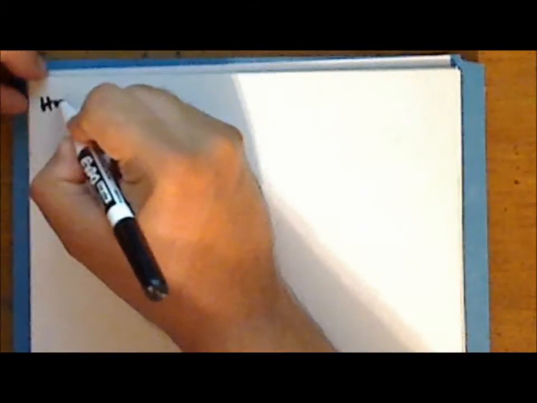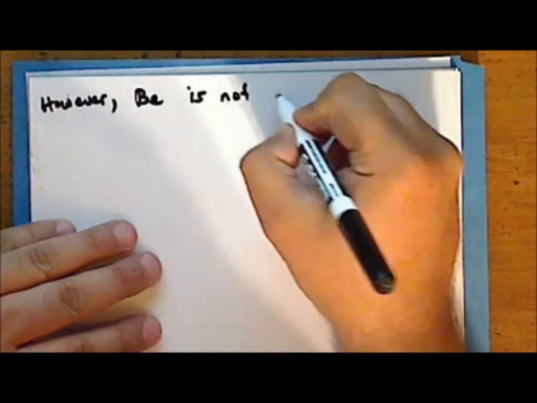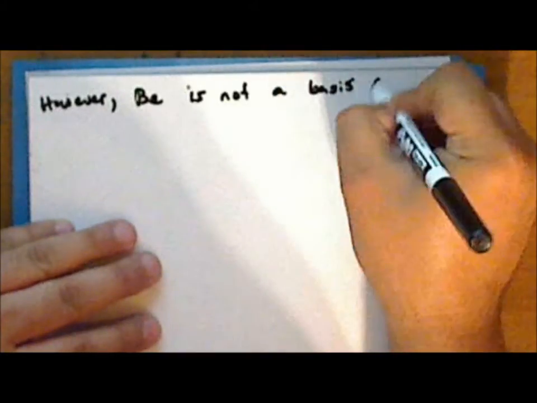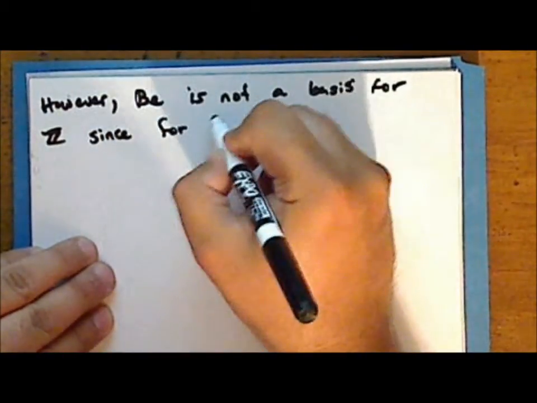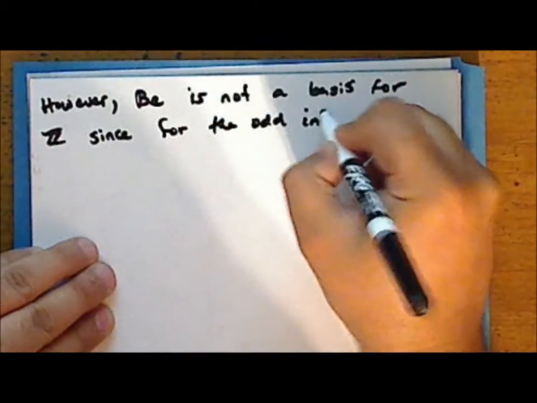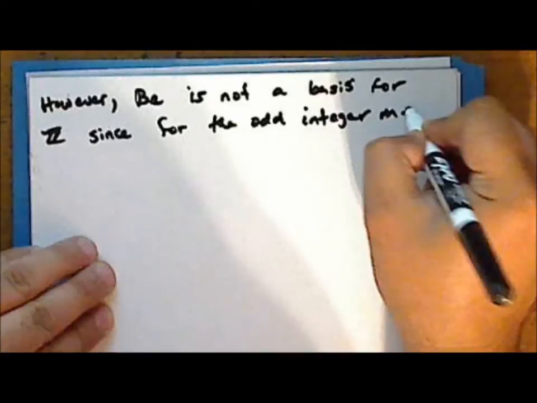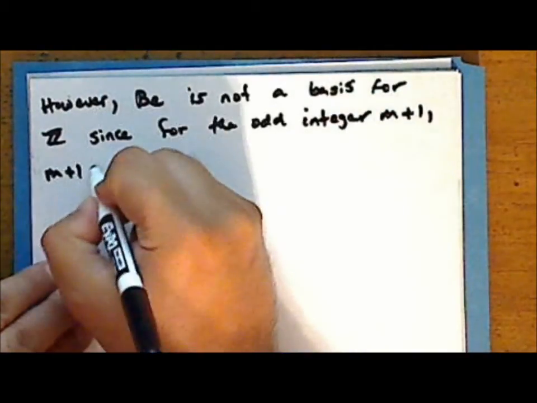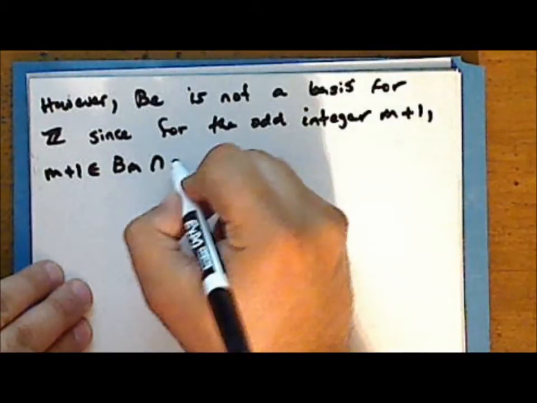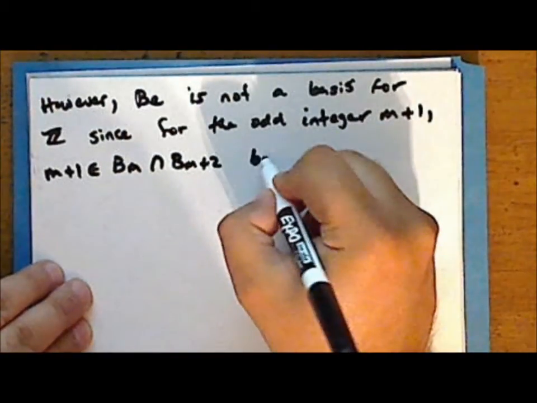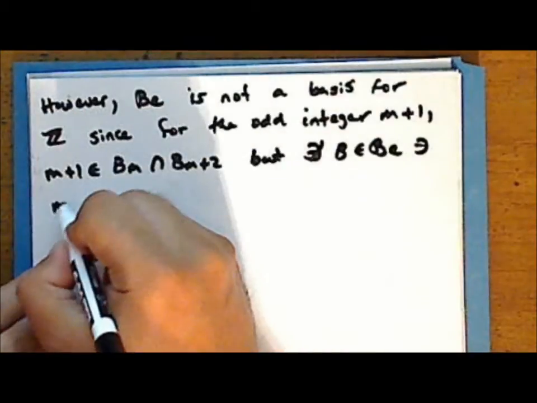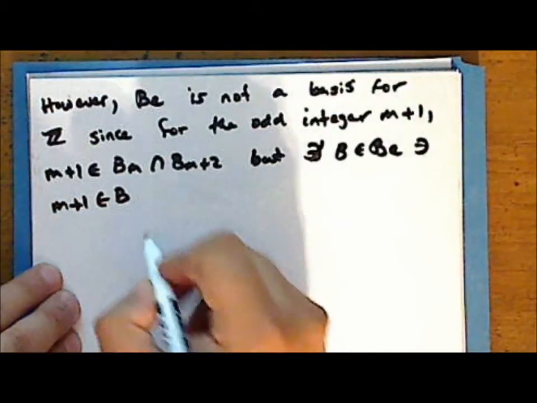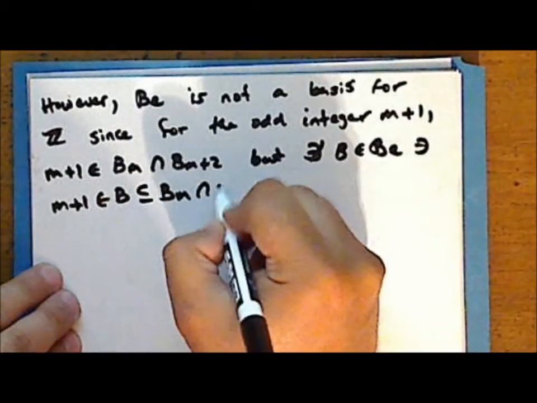However, this collection is not a basis for the digital line, since for the odd integer m plus 1, this odd integer is in the intersection of B sub m with B sub m plus 2, but there does not exist an element b in the collection script B sub E such that this odd integer is in that basis element, which is a subset of the intersection of B sub m and B sub m plus 2.